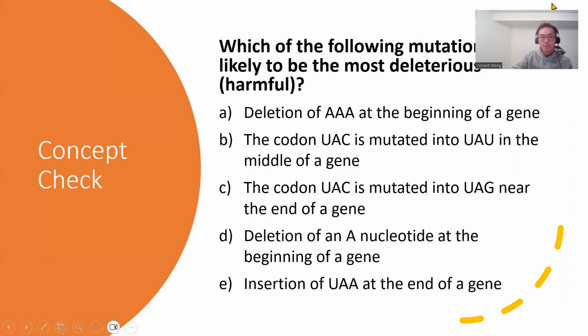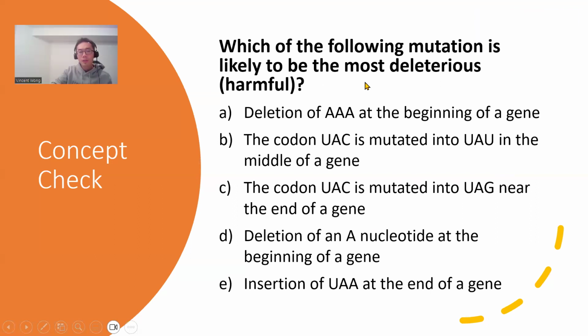Okay, let's wrap this up. Which of the following mutations is likely to be the most deleterious? Deleterious means very harmful. Deletion of AAA at the beginning of a gene. Because we are deleting 3 things at a time, there will be no frame shift. We will be missing an amino acid. That probably is not the worst thing that could happen. Next one.